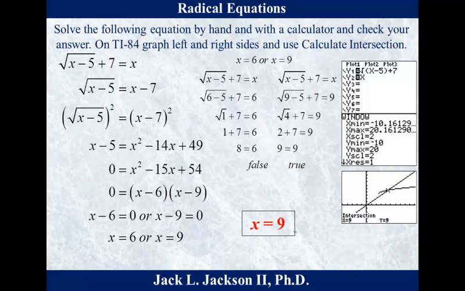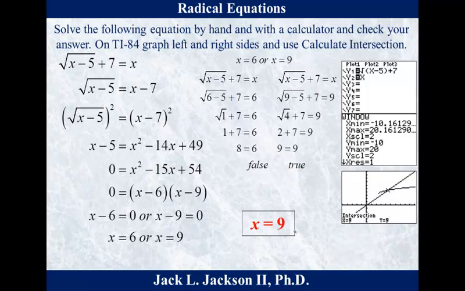So now we have it in the form 0 equals a times b. So either a equals 0 or b equals 0. The a is x minus 6. The b is x minus 9. So we have either x minus 6 equals 0 or x minus 9 equals 0, which means x equals 6 or x equals 9. But notice we raised to an even power. We must check our answers. In this case, one checks and the other one doesn't.